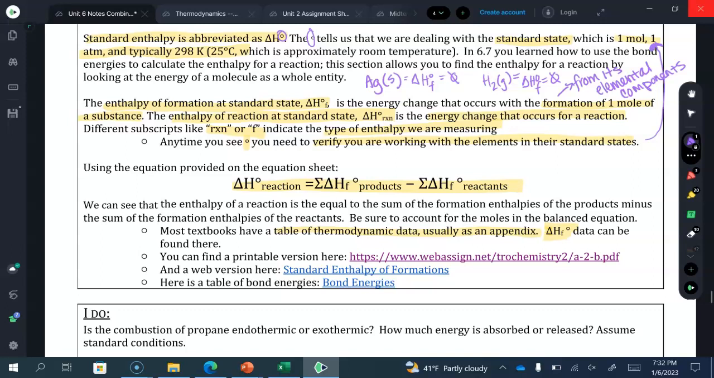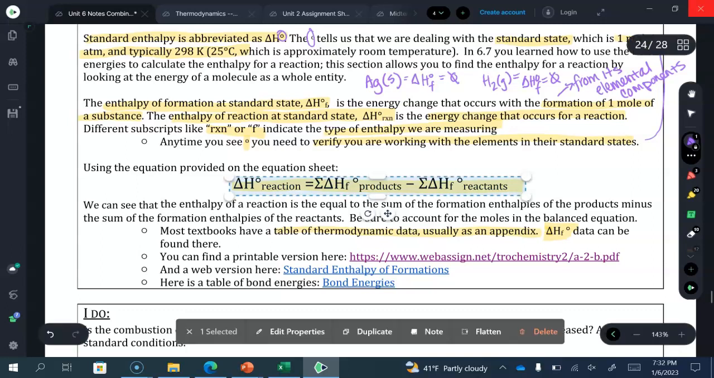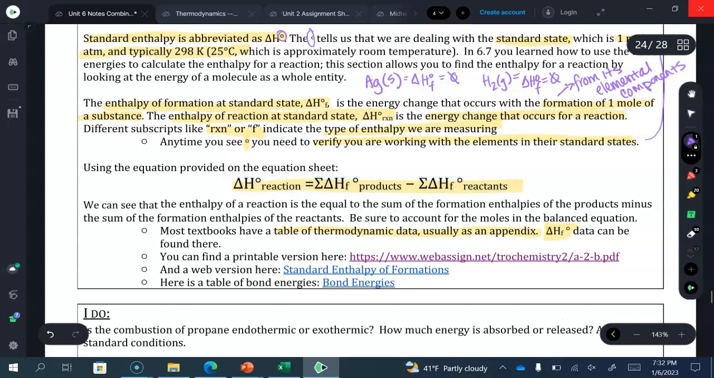This is similar to what we looked at in the previous section when we talked about bond enthalpies, but remember, bond enthalpy ended up being reactants minus products. Here it's different. You're looking at your final energy state minus your initial energy state, so it's more of a change. Whereas in bond enthalpy, you're looking at bonds broken minus bonds formed.